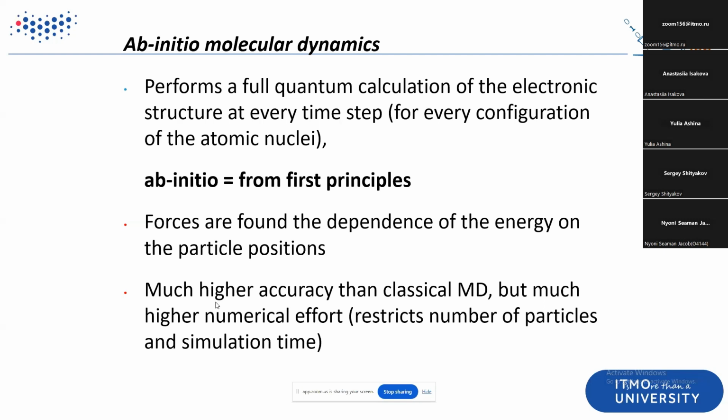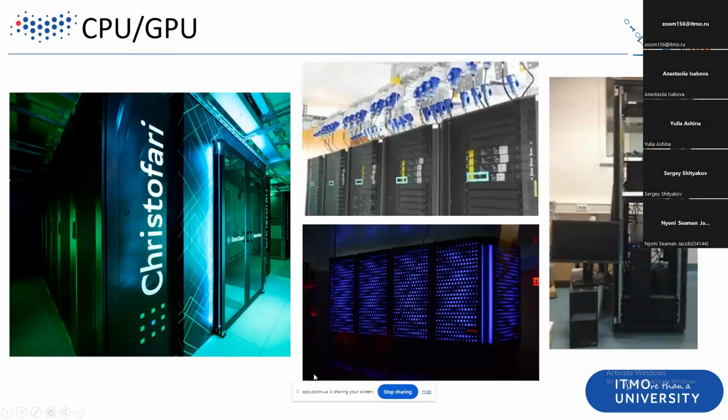And the atomic number is restricted to some hundreds, at best thousands of atoms. So here, as you can see, we have some CPU and GPU supercomputers and clusters. We have this Christofari cluster supercomputer in Russia.